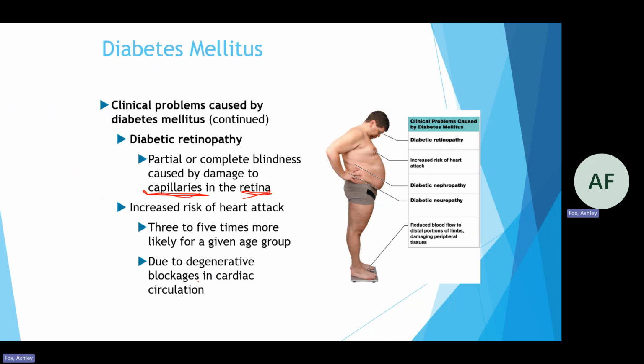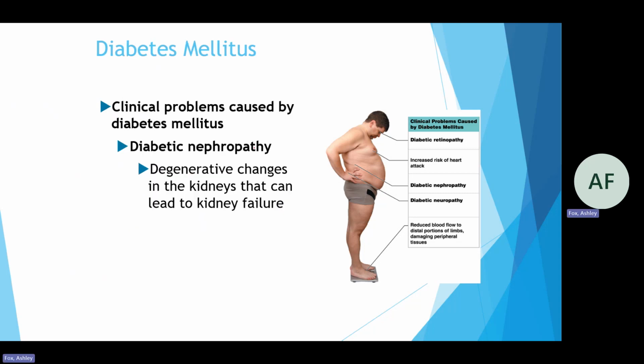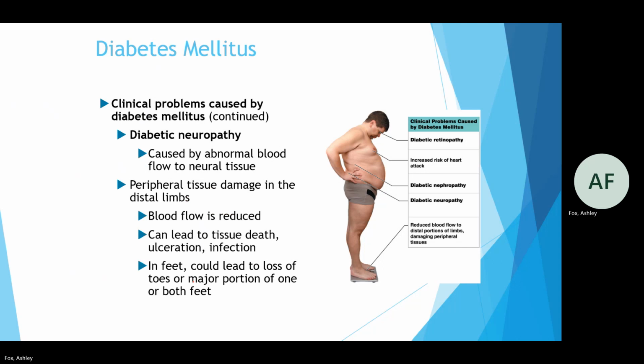You get to the point where you have blockages in your cardiac circulation, and that can cause an increased chance of heart attack. You also have diabetic nephropathy, because the kidneys are overwhelmed with all the glucose, so they can have degenerative changes that can lead to kidney failure. You can also have diabetic neuropathy, again issues with blood flow to neural tissue.